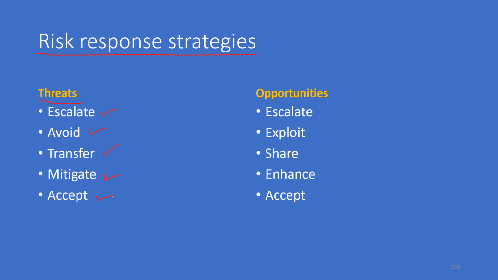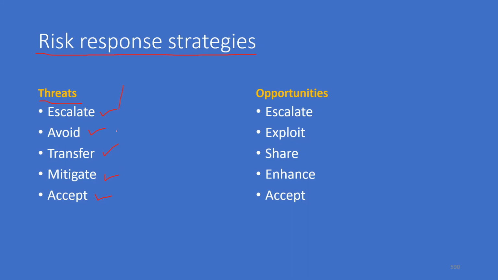Escalate, you just escalate. Avoid. Now, you're building a new building in a low-lying area, which has the threat from climate change. So just avoid it. You don't construct it there. You move to some other area which will not be impacted by climate change. Then transfer is by taking an insurance coverage. The risk will still happen, but you transfer it to another agency.